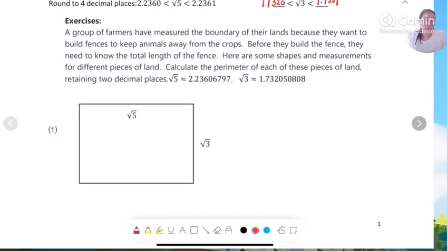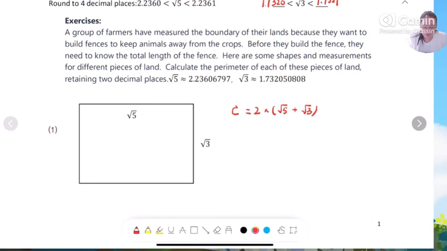Exercise 1 is to find the perimeter of a rectangle. The perimeter of a figure is equal to the length of the line around the figure, and the perimeter of a rectangle is equal to twice its length plus its width. Therefore, the perimeter of the rectangle is 2 times the square root of 5 plus the square root of 3. Since the result requires 2 decimal places, we keep it to 3 decimal places.